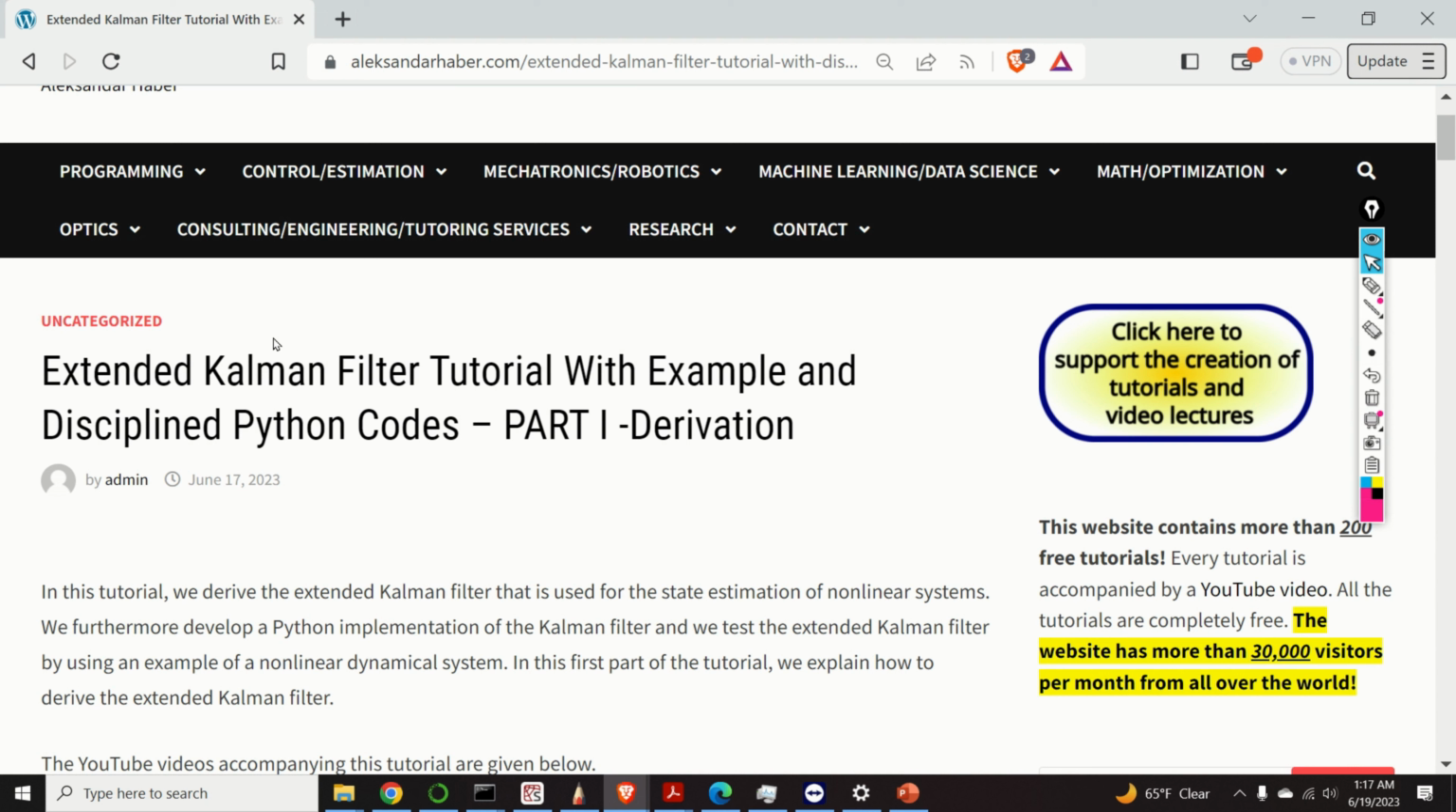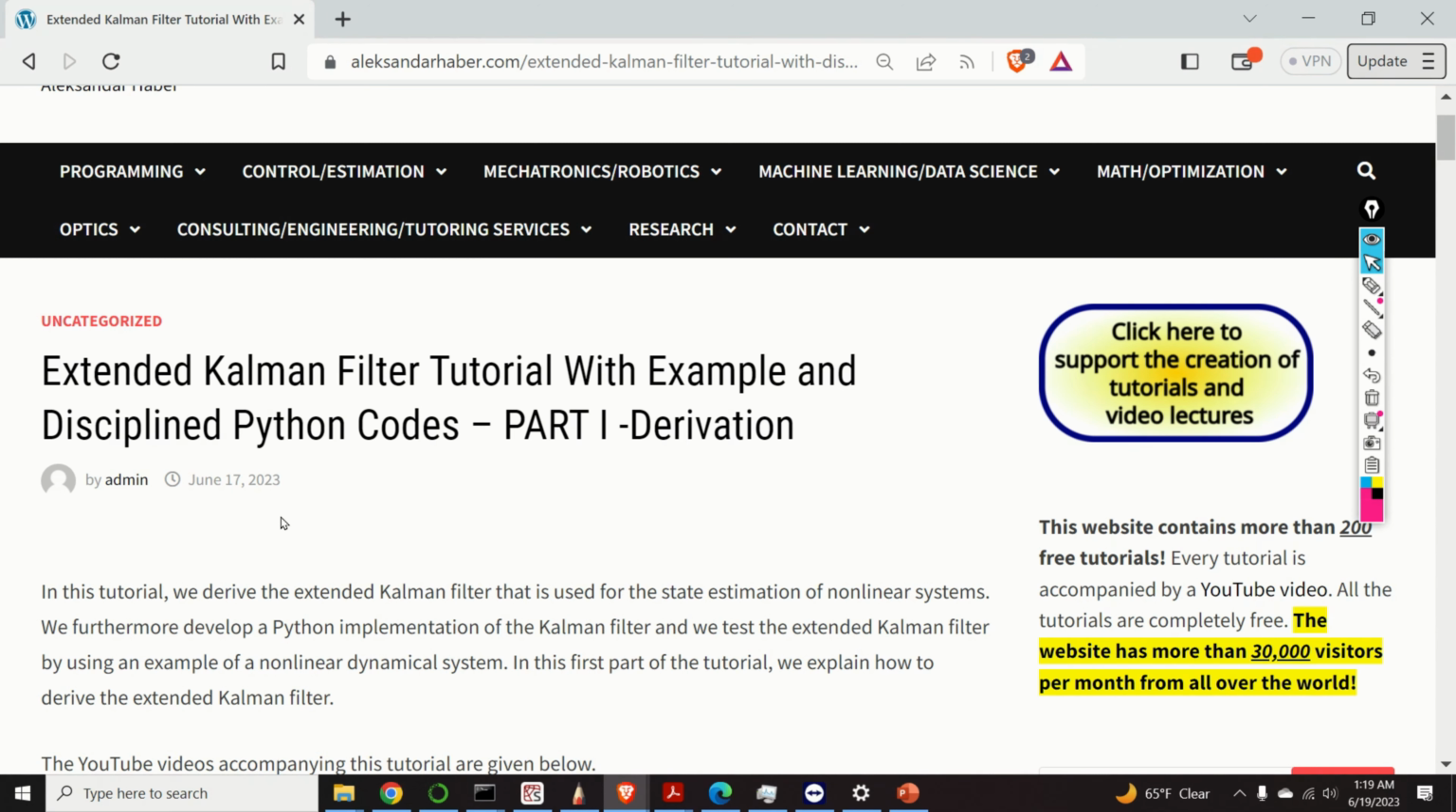In these tutorials we present real and applicable knowledge of control engineering, signal processing, optimization, machine learning, etc. This particular video tutorial is dedicated to one very important algorithm for state estimation of nonlinear systems. The name of this algorithm is extended Kalman filter.